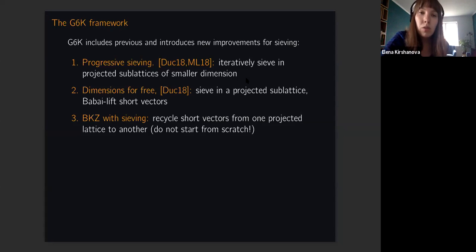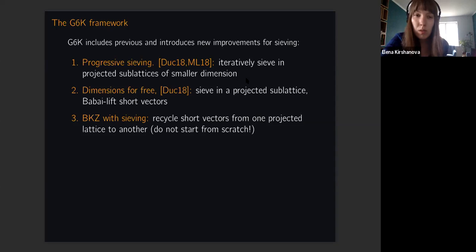The dimension for free trick is a utility that tells you that maybe I should not sieve in my full lattice. Instead, I sieve in a projected sublattice, and if all the vectors that live in the projected sublattice are short enough, maybe their lifts to the full lattice will give me something short. The hope is that something short in the full lattice has a projection that is also short. But you could also hope in the opposite direction, that it is true.